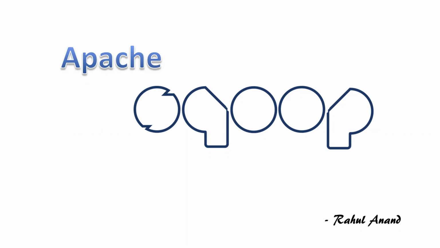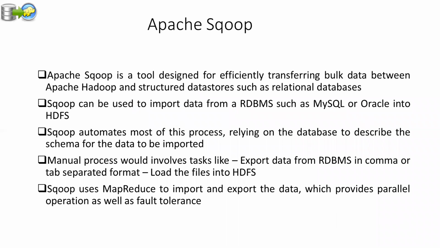Basically, what is Sqoop? Apache Sqoop is a tool designed for efficiently transferring bulk data between Apache Hadoop and external data stores such as relational databases and enterprise data warehouses. Apache Sqoop is used to import data from external data stores into Hadoop Distributed File System or related Hadoop ecosystem components like Hive and HBase. Right, Apache Sqoop is a tool designed for efficiently transferring bulk data between Apache Hadoop and structured data stores such as relational databases.